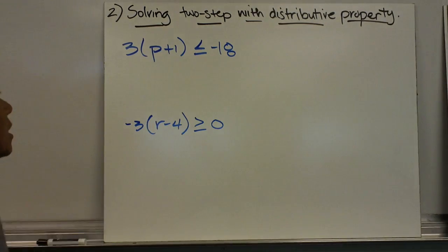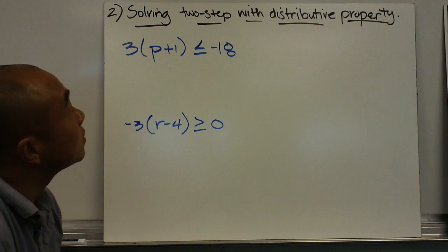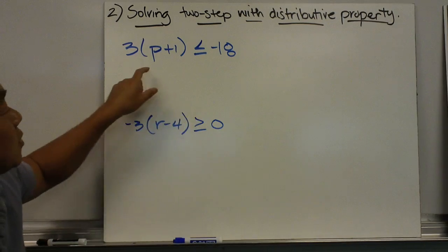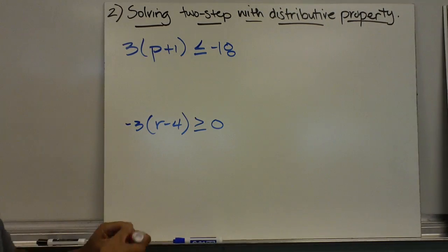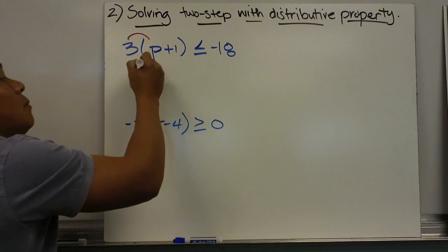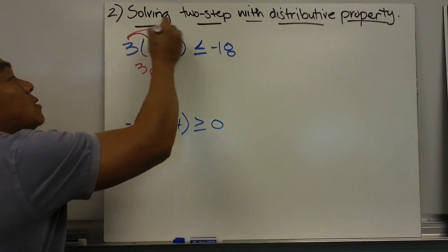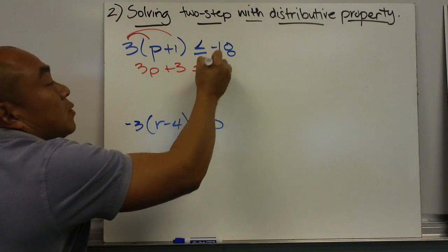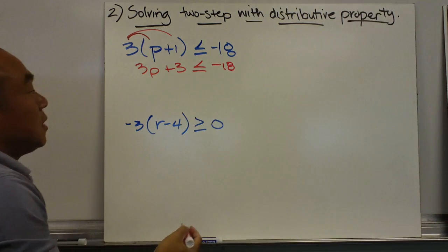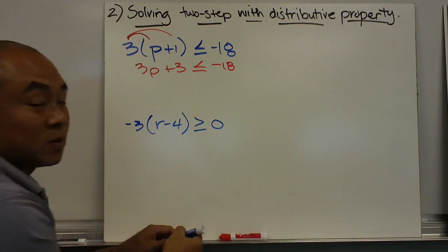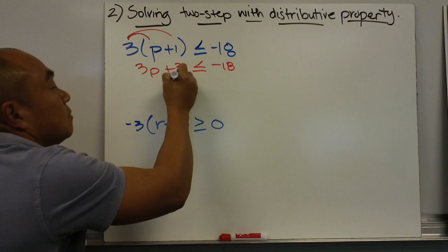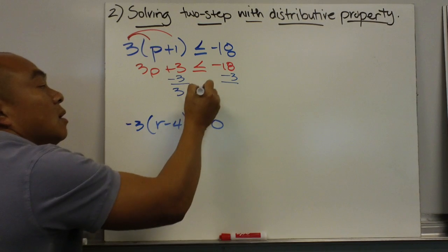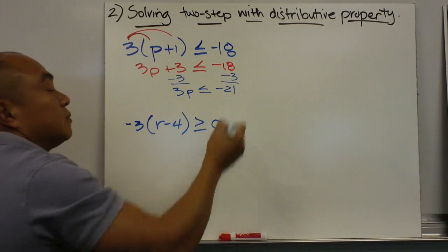Alright, so now let's go ahead and look at solving two-step inequalities with distributive property. So anytime that you have something like this, you're going to have to, number one, distribute first. So we're going to distribute the 3 to the p, that'll be 3p. Then you're going to distribute the 3 to the 1, that'll be positive 3. And that's going to be less than or equal to negative 18. Alright, get rid of the plus 3 by doing the inverse operation. Subtract 3. Subtract 3. You now have 3p is less than or equal to negative 21.